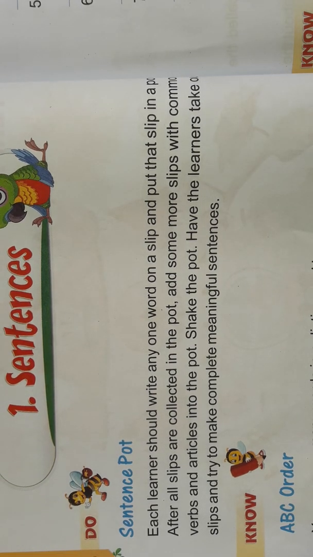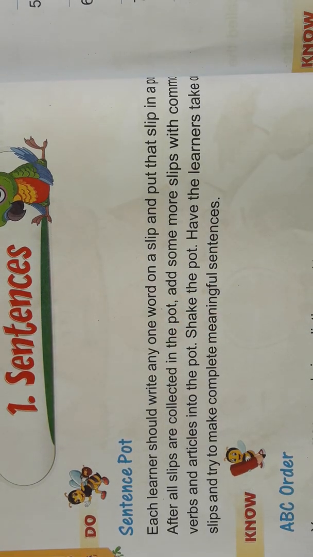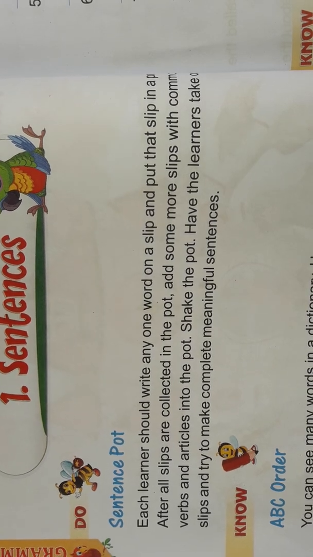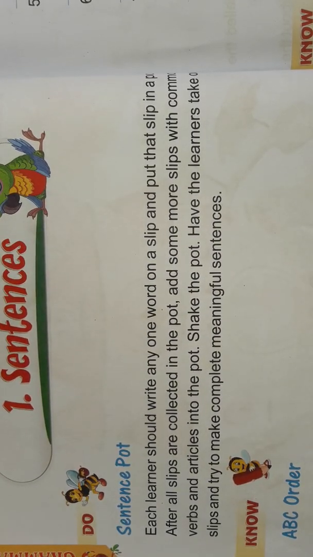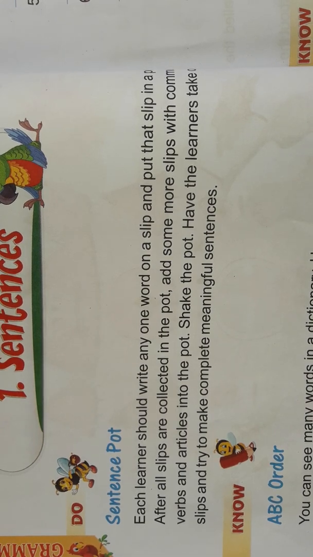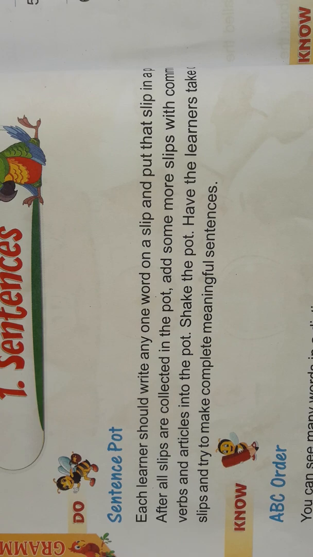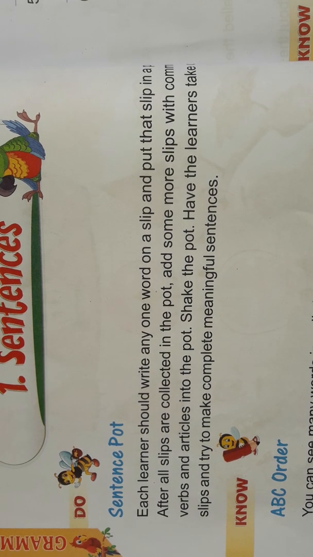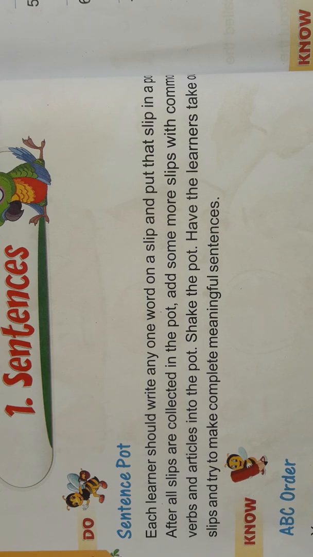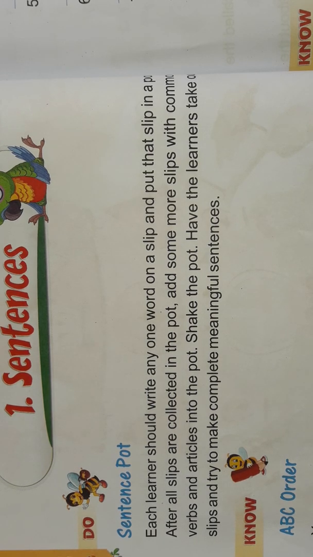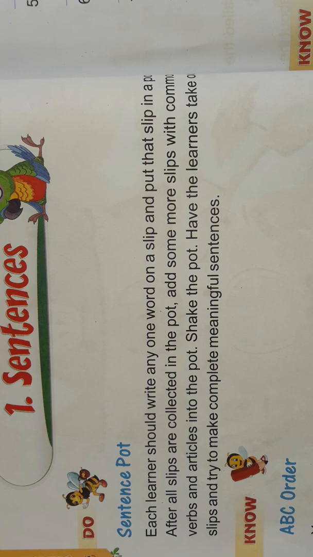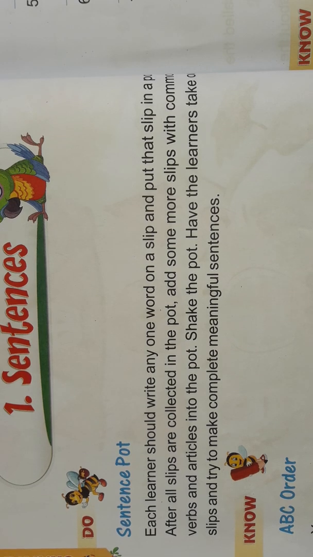For 4th class children, today's topic name is sentences. What is the topic name? Sentences. Today we learn how to write sentences and how to write words in alphabetical order. Alphabetical order means, how many alphabets are there in English? Yes, 26. Then we write the words first with the A letter, after that the B letter, after that the C letter, like that in order. That is called alphabetical order.